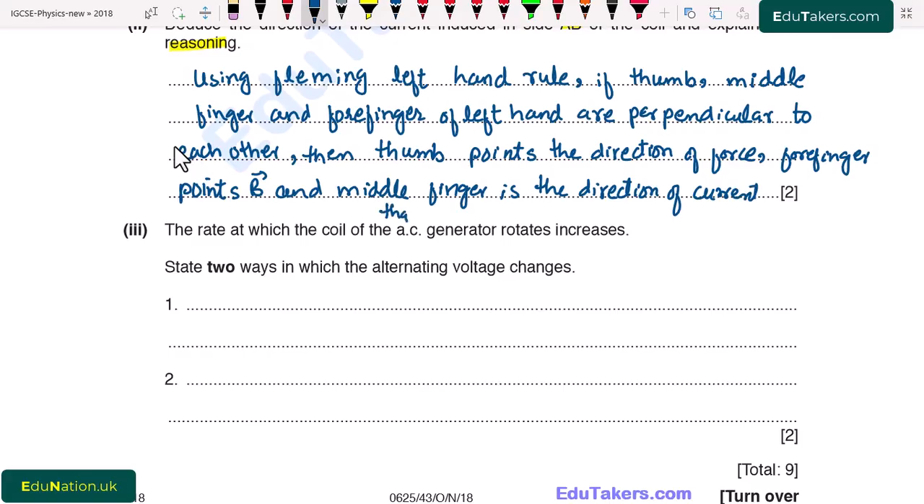That is from A to B. It means that the current inside AB will be from A to B.